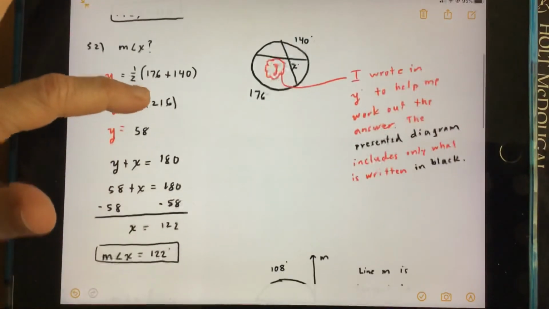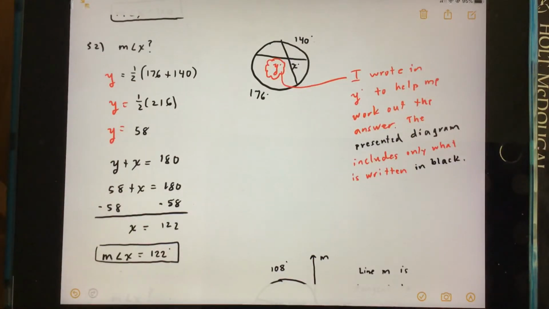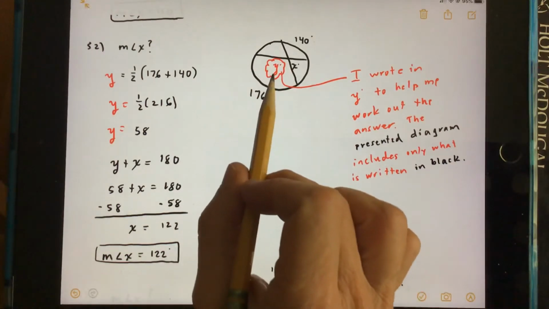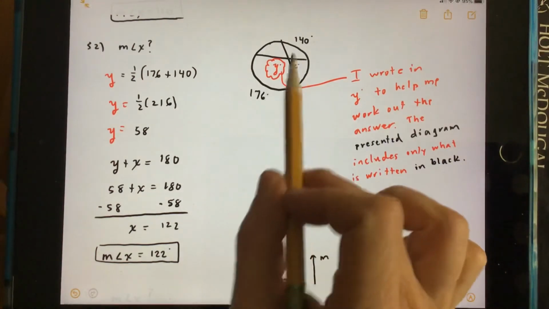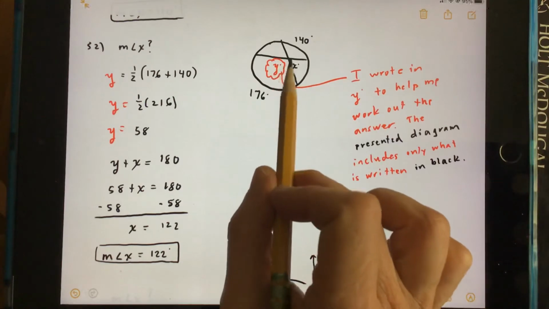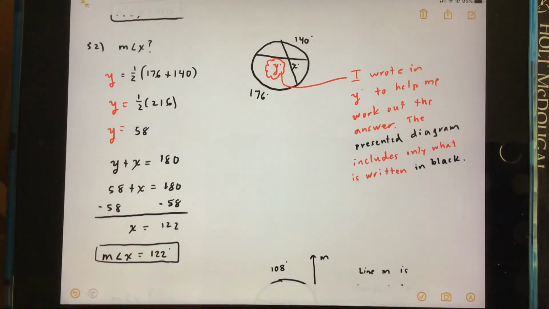Sample 2. Again, we're asked to find the measure of angle x. Now, the way that I've drawn the diagram here, everything in black is given information. What's in red, I have added in my attempts to work out the answer to the question. So I wrote in this y degrees to help me work out the answer. The presented diagram includes only what is written in black. This angle y can be worked out by adding together these two intercepted arcs, the intercepted arc for y and the intercepted arc for the vertical angle of y. If we add those together and take half of that, we'll find y.